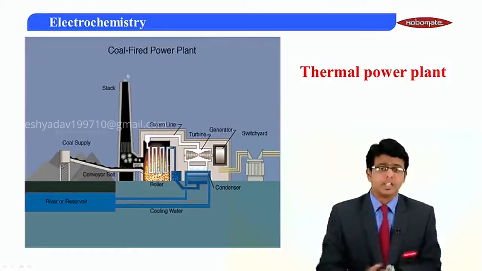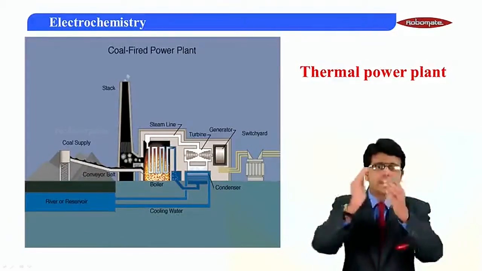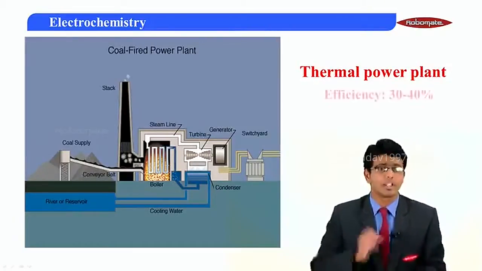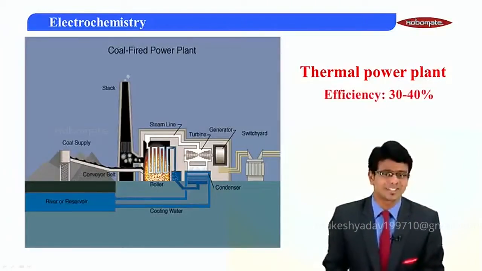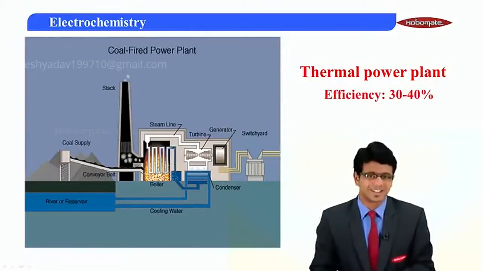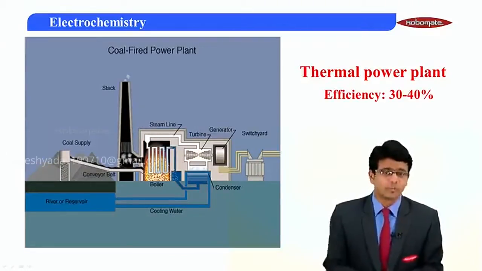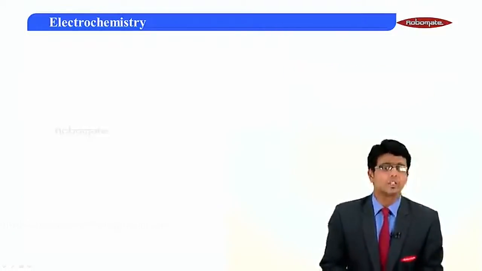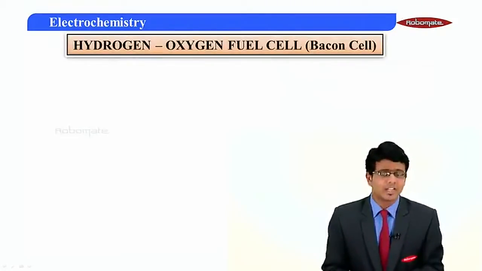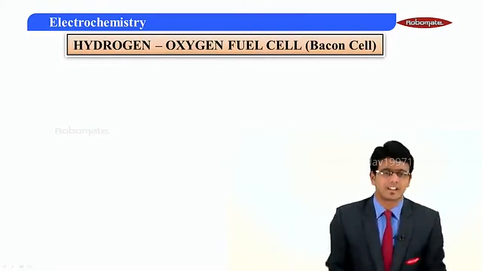So precisely when chemical energy here is converted into electrical energy, there are many energies coming in between, and because of that the efficiency of thermal power plant is only about 30 to 40%. And also it leads to a lot of pollution into air, isn't it? So to solve this problem, American scientists thought of designing one particular cell which is called hydrogen oxygen fuel cell, wherein they directly try to convert the chemical energy stored in fuel into the electrical energy.